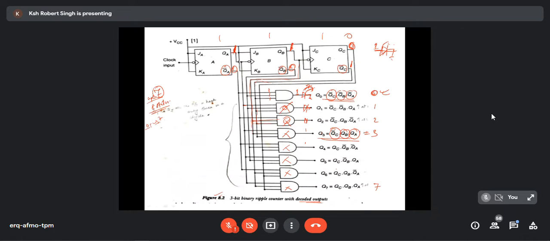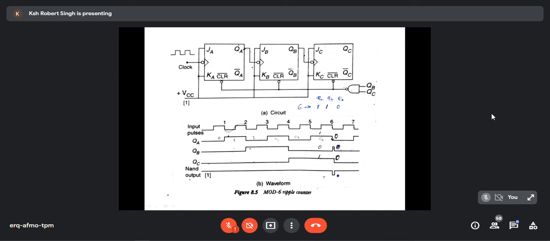Wherever there is 1, 1, 1, there only you'll connect. And I will just give the name QC bar. Yeah, QC bar will become 1. So Q3 is QC bar, QB, QA, like that. So it is easy. It is not a big issue. No problem. Is it okay? If you have any problem, you should ask at any time. Okay. Now let's go to the next one.